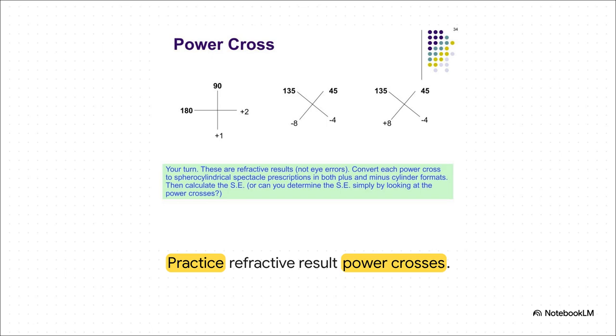Take a good moment to mentally separate these component cylinders. Select a base sphere, remember, either one works, add it across, subtract it from the other side, and determine the exact spectacle prescriptions for these 3 distinct refractive results. Doing this math yourself, right here, right now, is exactly how you build that myelin in your brain to make this totally automatic on exam day.